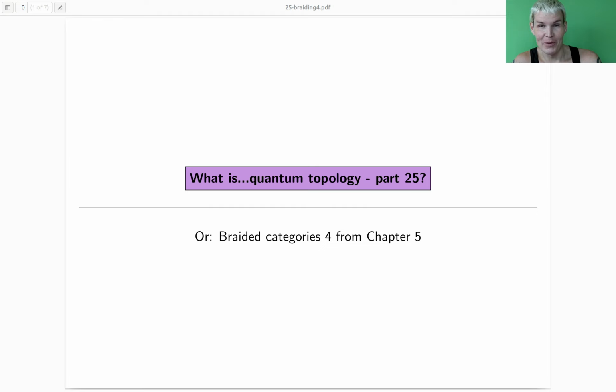Okay, welcome everyone to this continuation of quantum topology. Who wants to know about quantum topology? That's an excellent question. I don't know, but we'll do it anyway. So today I would like to tell you about why people care about quantum topology.